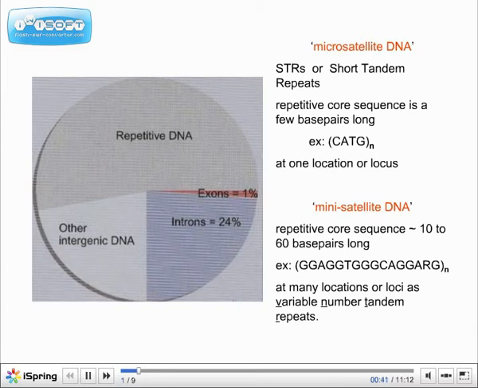Some repetitive regions of DNA are designated microsatellite DNA, or STRs for short tandem repeats, when the repetitive core sequence is only a few nucleotides long at one hypervariable location, or locus. Other regions are called minisatellite DNA, when the core sequence is on average 35 nucleotides long and it occurs at many locations, or loci, in the nuclear genome as variable number tandem repeats.